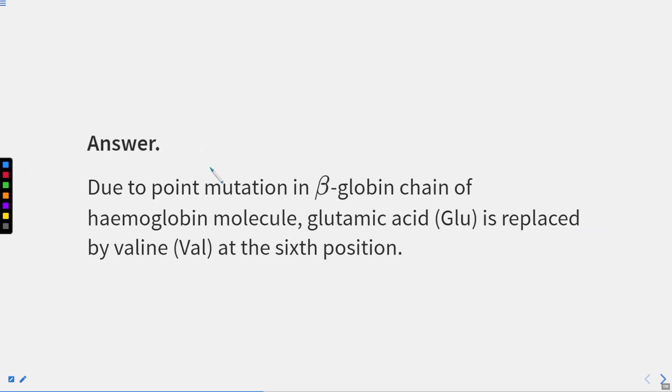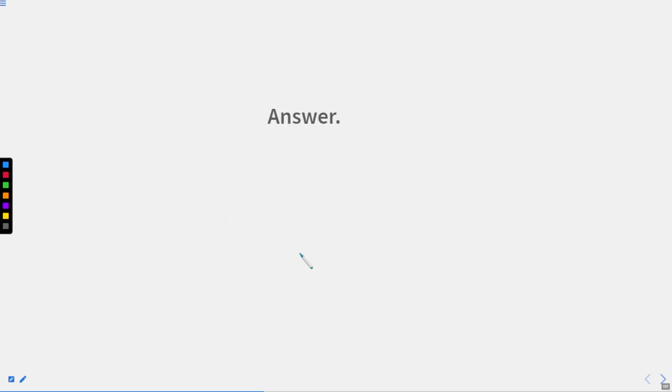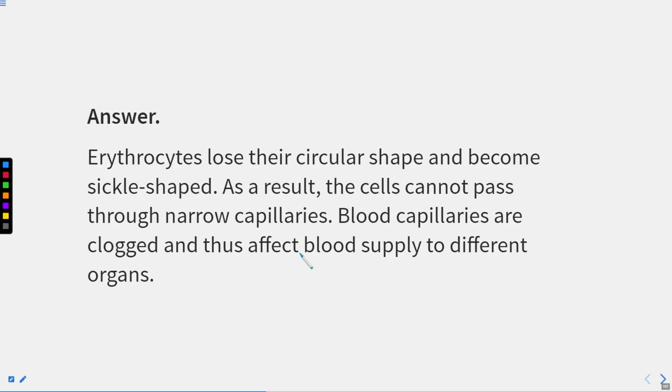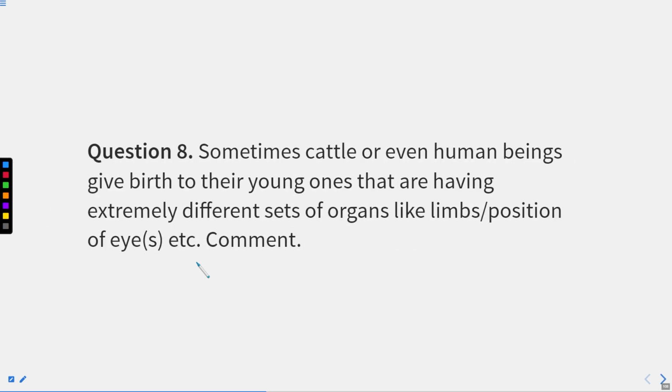Now, due to the point mutation in the beta globulin chain of the hemoglobin molecule, glutamic acid is replaced by valine at the sixth position, and this results in the sickle shape of the erythrocyte. The erythrocytes lose their circular shape and become sickle shaped. Because of this, the cells cannot pass through narrow capillaries, the blood capillaries are clogged, and thus they affect the blood supply to different organs. So this is what happens in sickle cell anemia.